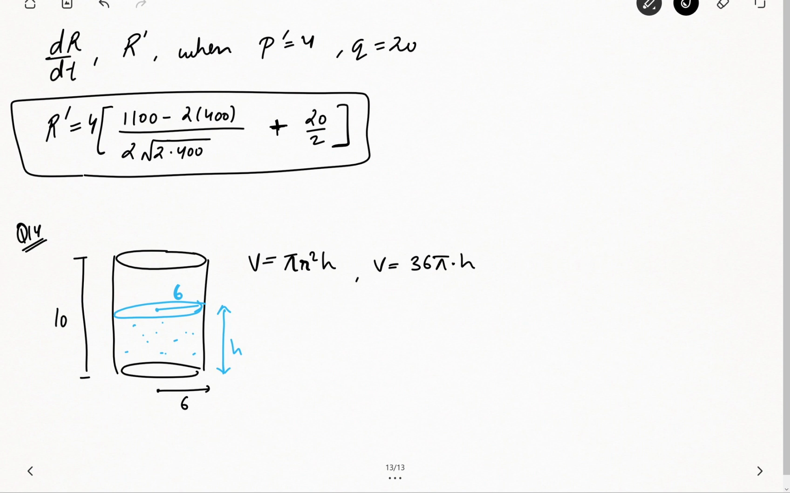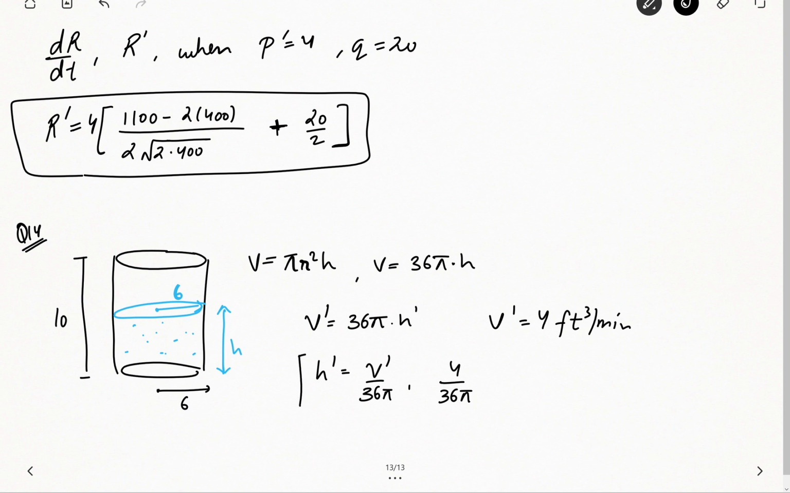Now here you have the relationship. We got to derive this with respect to time. So you get v prime equals 36 pi times h prime. When you have that here, all you need is just the h prime. They're looking for the h prime. They're giving the v prime. V prime for us is 4 cubic feet per minute. So from there you can isolate for h prime to be v prime by 36 pi. And you plug in the v prime value, you get 4 over 36 pi for the final answer here in this problem. And that's it.